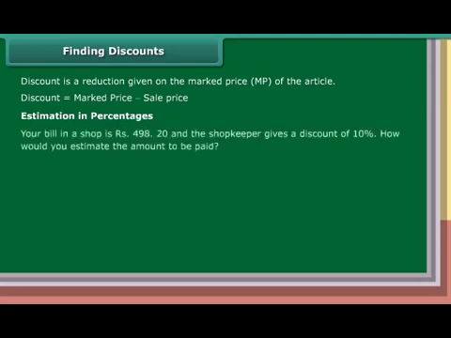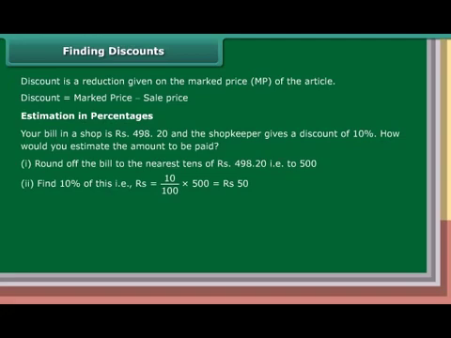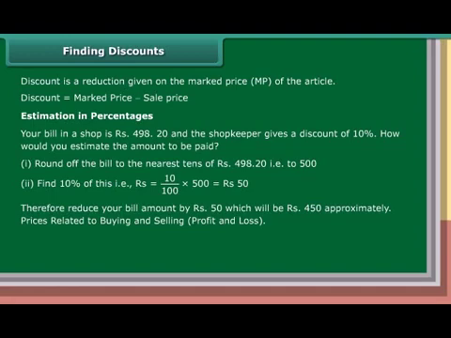Estimation in percentages. Your bill in a shop is rupees 498.20 and the shopkeeper gives a discount of 10%. How would you estimate the amount to be paid? 1. Round off the bill to the nearest tens of rupees: 498.20, that is, to 500. 2. Find 10% of this, that is, rupees 10 upon 100 into 500, which is equal to rupees 50. Therefore, reduce your bill amount by rupees 50, which will be rupees 450 approximately.